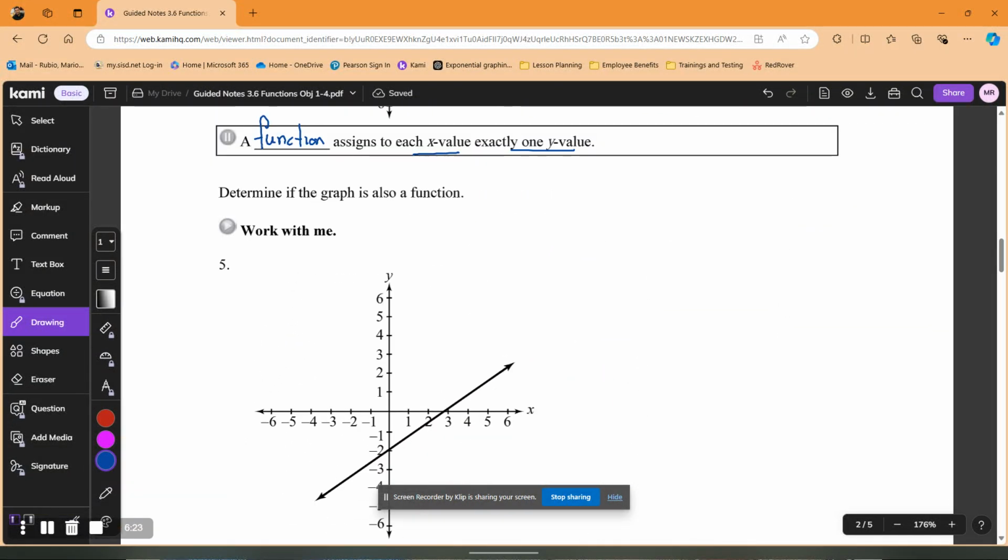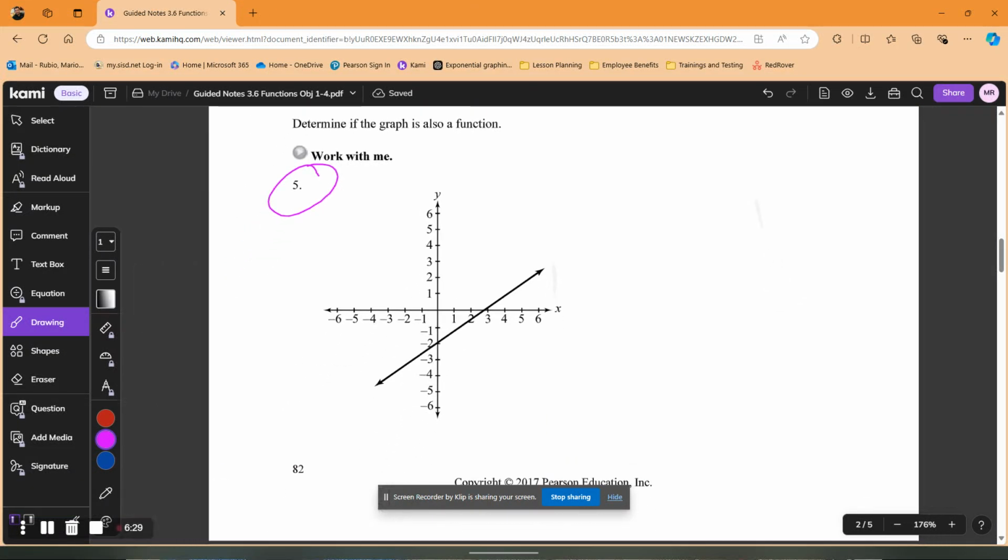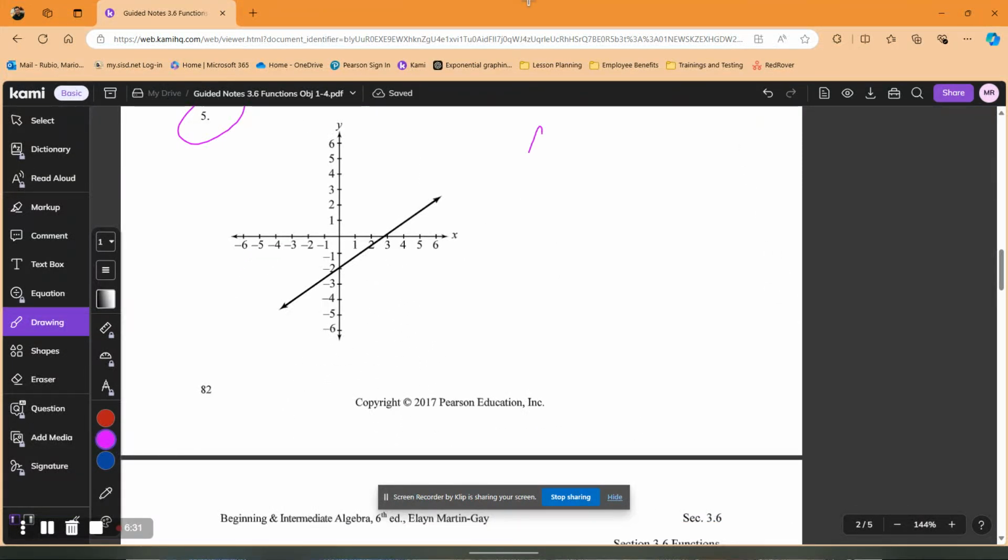You guys use this idea that there can't be any repeating x's, and try on your own to figure out number 5. Is it a function or not?